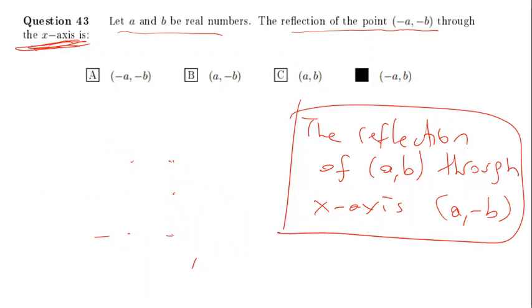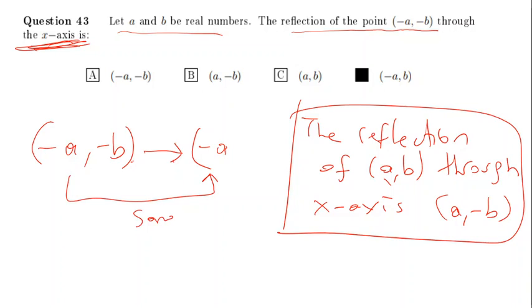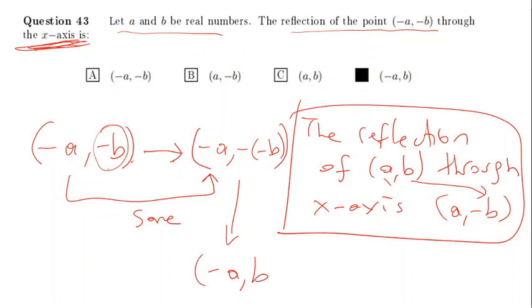Now we apply the rule here. If you take the reflection of (minus a, minus b), what's the rule? a becomes a, the same, but b becomes minus b. So here, instead of minus b, we see b, so we will end up with (minus a, b).